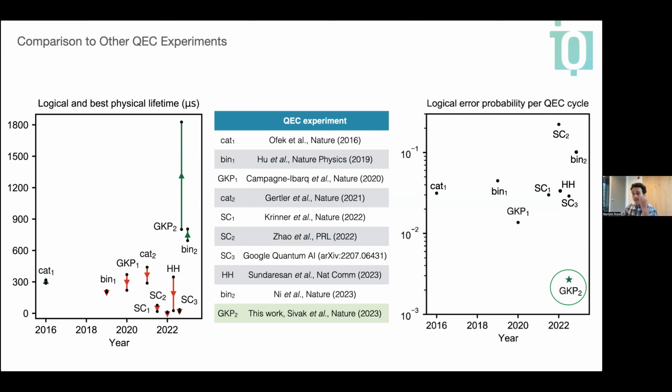So comparing against other repeated error correction experiments, there are many. I just want to highlight a few. First of all, we have to acknowledge the first hero experiment by the Yale group in 2016, where they showed an improvement slightly above 1, of 1.1, I think.